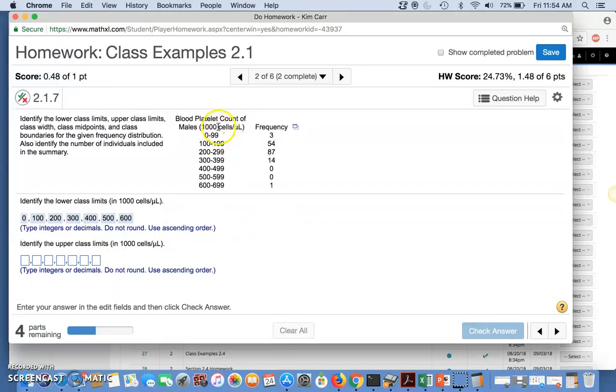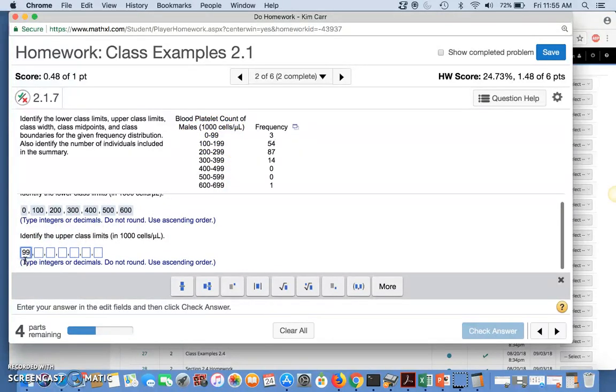Okay, the upper class limits are the other side, the 99, the 199, the 299. So these are the numbers that need to be between. That shows between 0 and 99, 99 being the upper. So 99, 199, 299, 399, 499, 599, 699. Check that answer.